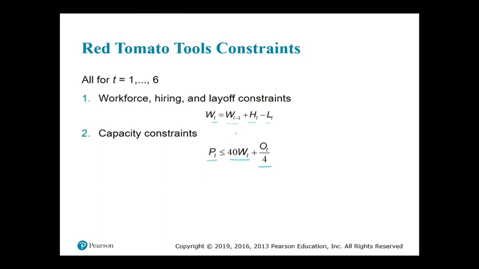So the number of products produced by workers is limited by the number of hours they have worked. 20 days per month times 8 hours per day is the number of hours on regular time, and then plus overtime is the total number of hours worked. This divided by 4 hours per product is the number of products that can be allowed under this capacity.